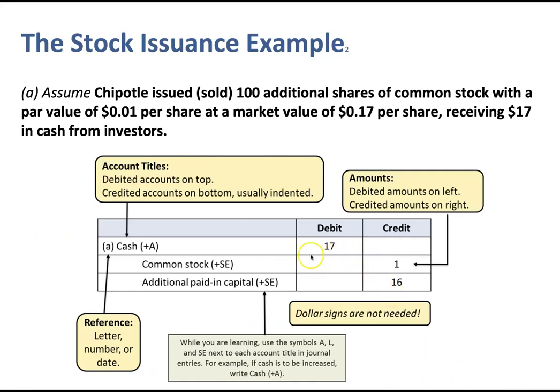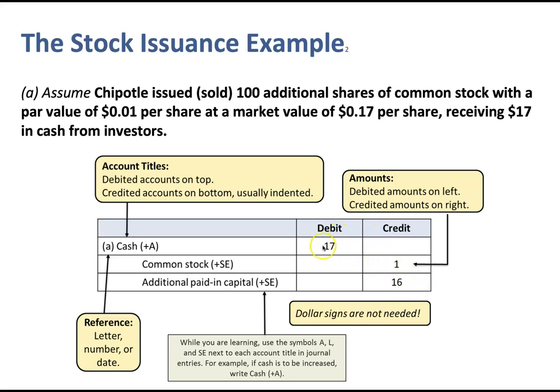So you can see here, 17 equals 1 plus 16. And there's no need to write the dollar sign. You don't want to write any dollar signs in an entry. Also, there's no plus or negative. There's no positive or negative number. Everything is positive, because you know debit and credit.